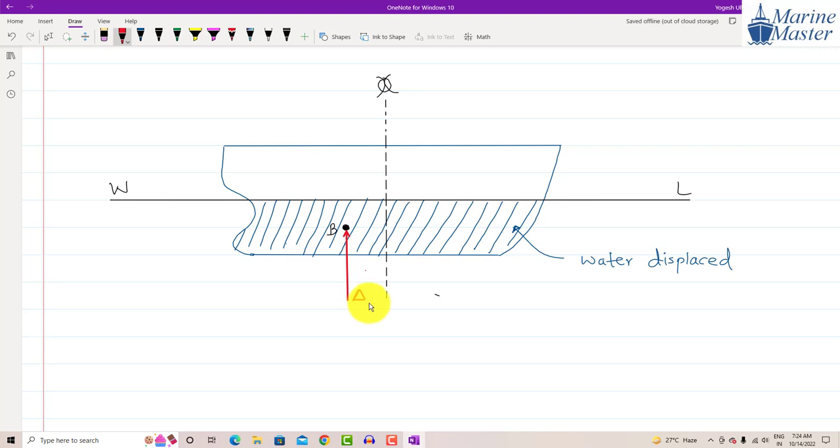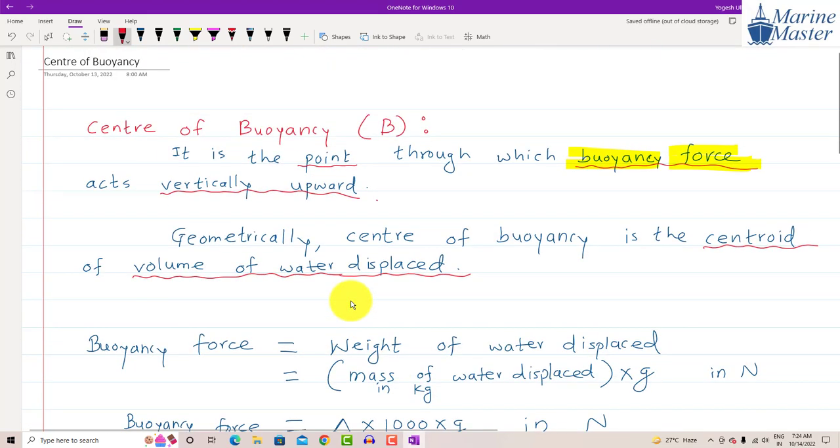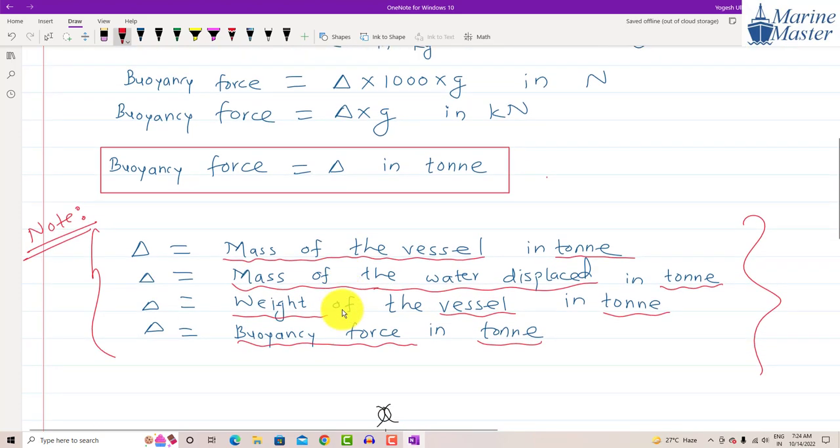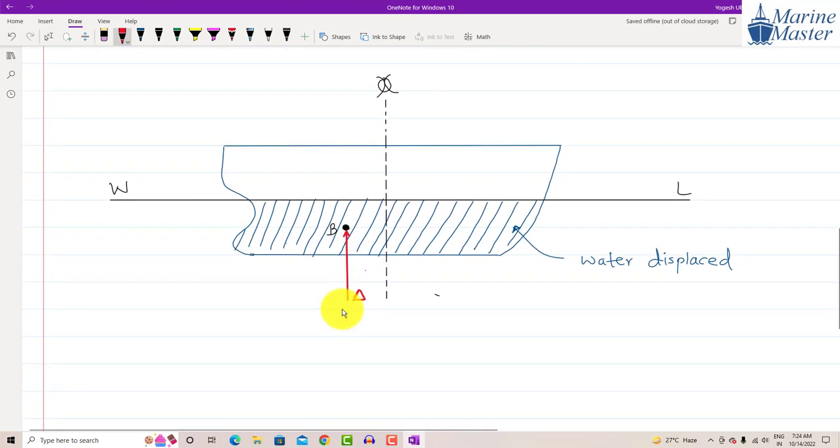Try to understand the scenario, guys; nothing much in it. A few minutes before, we saw how we denote buoyancy force: we denote it by delta, displacement in ton, which is also nothing but the buoyancy force. So in this drawing, delta is the buoyancy force, and it always acts vertically upward through the center of buoyancy. B means center of buoyancy.